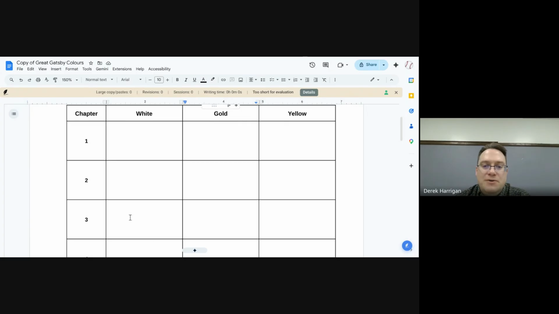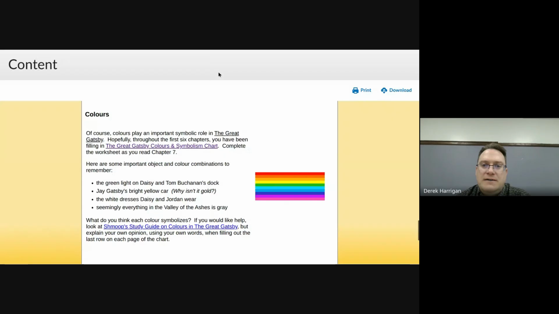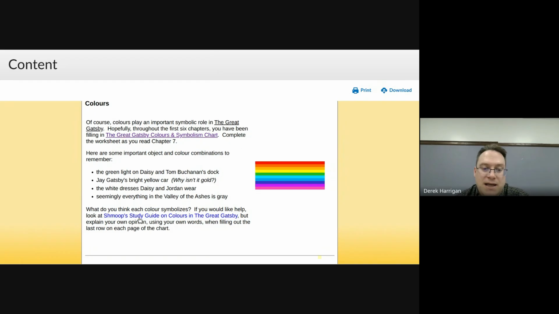And so again, hopefully you can finish off this chart this week. If I go back to our activity page, I've given you a link here that you can click on. So if you'd like some help, this page is going to give you some theories and some ideas on what each of the colors in the Great Gatsby might mean. But ultimately, I would love your own opinion using your own words when you fill out the last row, when you tell me what you think each color symbolizes, because it's not an exact right answer. Okay.